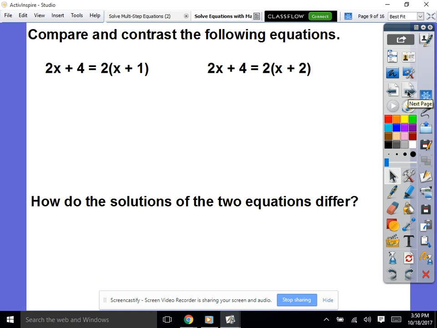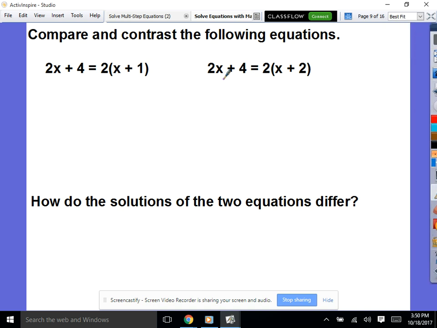All right, so compare and contrast the following equations. Well, they both start with 2x plus 4, and we're going to use the distributive property on both of them. But the difference I see is that this parenthesis has x plus 1, and this parenthesis has x plus 2. So let's just use our steps to solve these two equations. I'm going to draw a line down through there so you can see they're two separate equations.